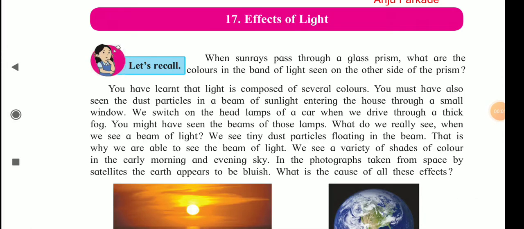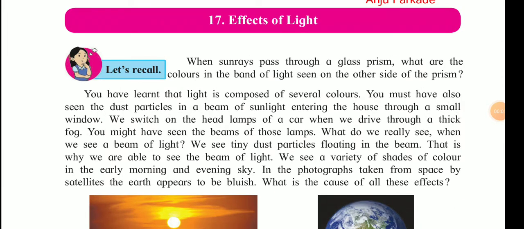Now, let us see the next chapter, the effects of the light. When sunrays pass through a glass prism, what are the colors in the band of the light seen on the other side of the prism? The colors seen on the other side of the prism are the colors of the rainbow.